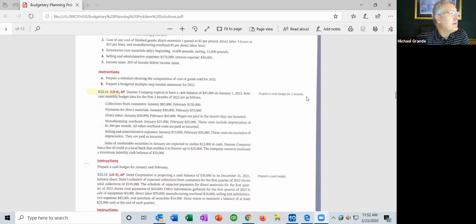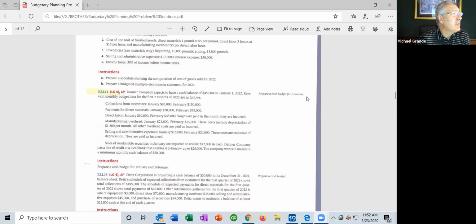Relevant monthly budget data for the first 2 months of 2022 are as follows. Collections from customers, January 85,000, February 150,000. Payments for direct materials, January 50,000, February 75,000. Direct labor, January and February, they give you the numbers. Wages are paid in the month they are incurred.